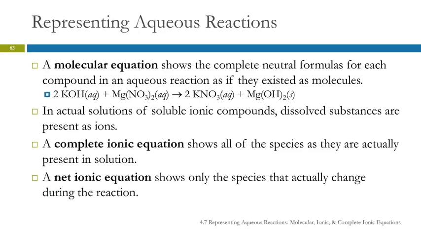So the net ionic equation is a little bit like your net paycheck, right? There's your gross paycheck and your net paycheck, and the net paycheck's always smaller, right? That's the stuff you actually get to take home after they take out the taxes and all the other stuff, right? So it's kind of the bottom line.